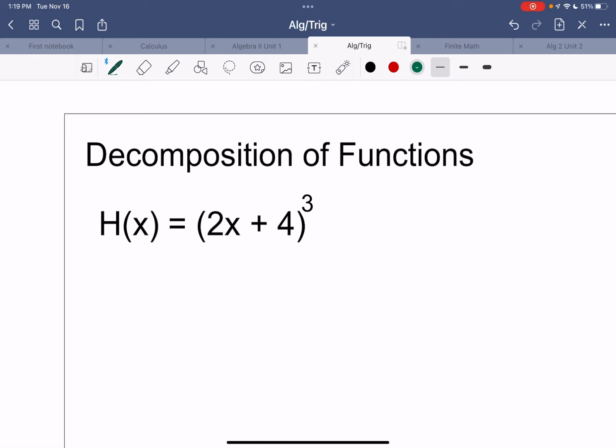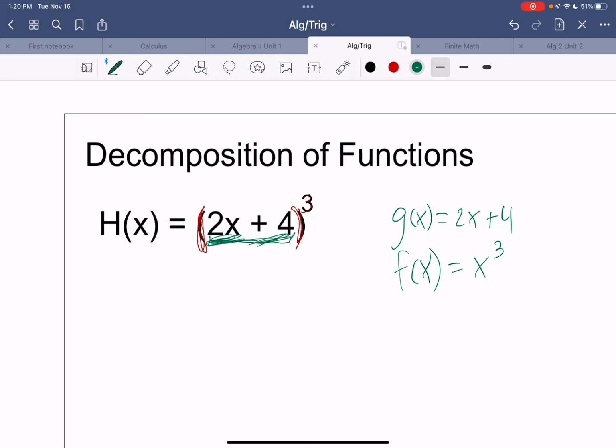Now I'm going to do the decomposition of functions, where I take a function and split it apart. So this is all about the order of operations. The order of operations says that you would do this part first. So I'm going to call that the G function. G of x is equal to 2x plus 4. So that's my inside function, because that's what I would do first. I would double a number and then add 4 to it. Then the last thing I would do in the order of operations is raise it to the third power. So I'm going to make the F function, f of x, x to the third power.